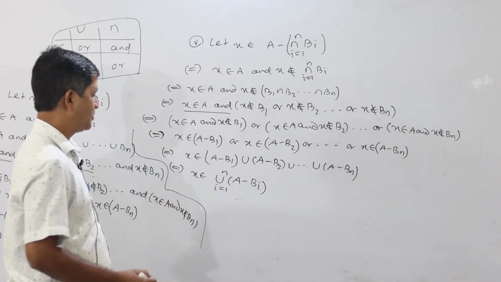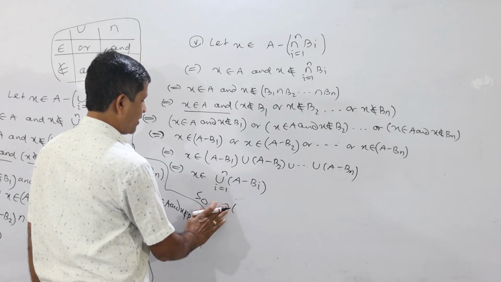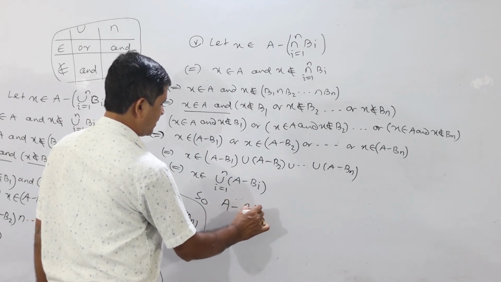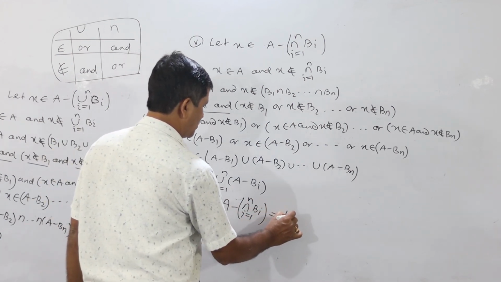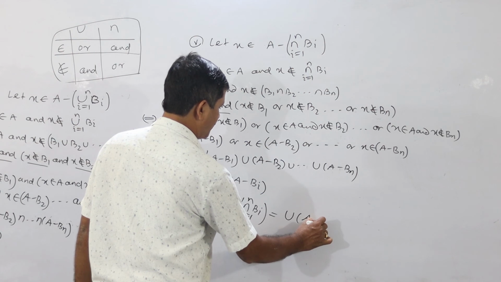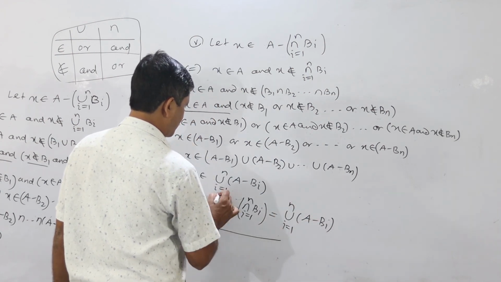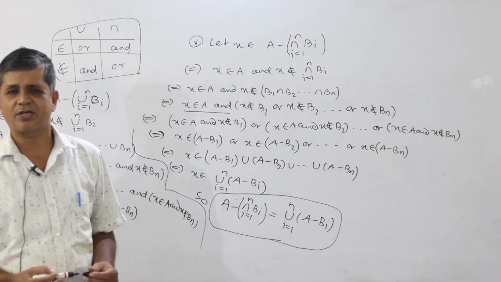So we reach the RHS. This must be equal. So A difference intersection of Bi, i varies from 1 to n, is equal to union of A difference Bi, i varies from 1 to n. This is proved. These are some results of set theory.